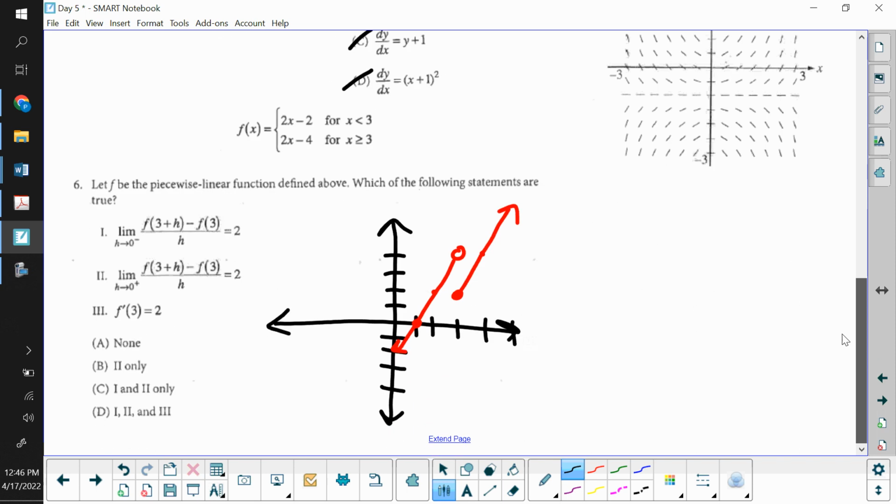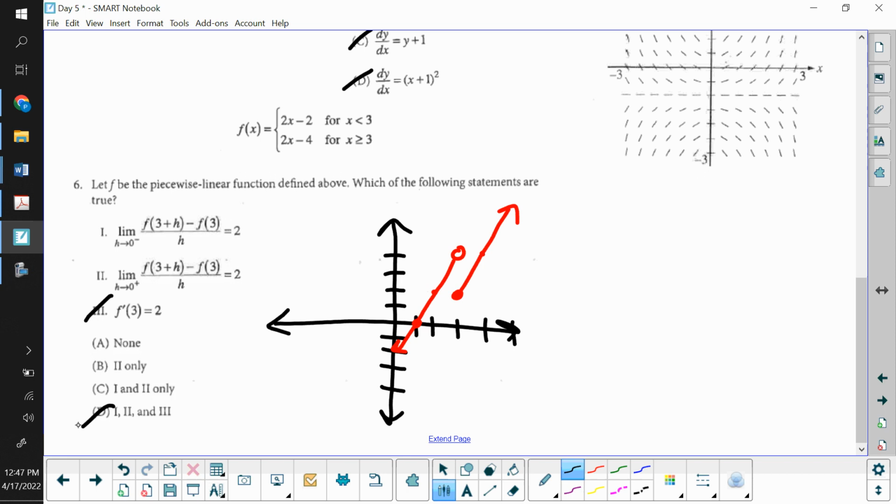Problem 6 was probably the hardest problem from this assignment. So here's a graph of what this piecewise function looks like. First off, notice that it is not continuous at x equals 3. Therefore, the derivative can't exist at x equals 3. So that rules out choice 3, and as a result, rules out choice D there.